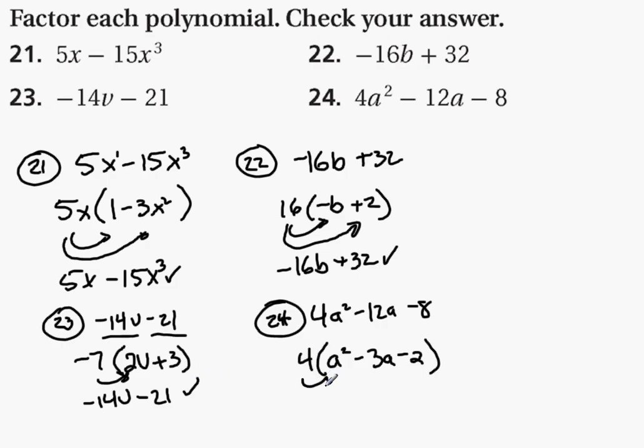So that is the factorization. And again, distribute to make sure you did it right. So 4 times a squared, 4a squared. 4 times negative 3a, negative 12a. 4 times negative 2, negative 8. So indeed, we come up with the original expression. It is a check.